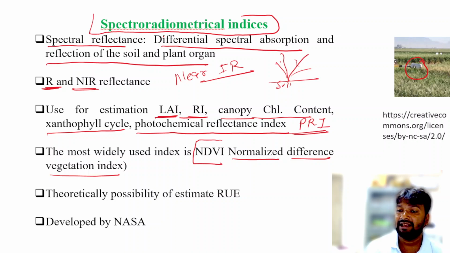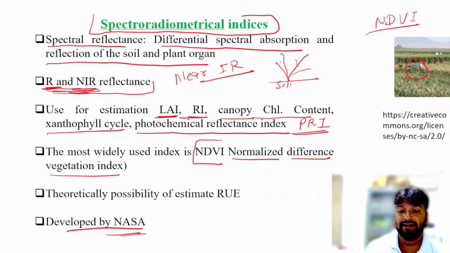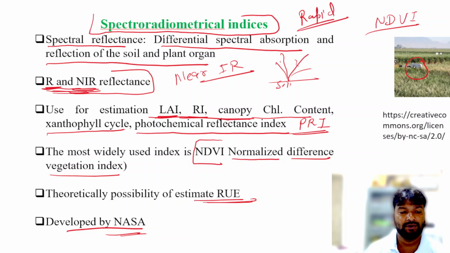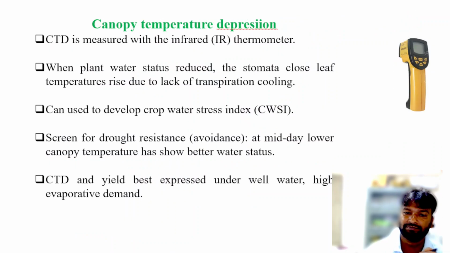So friends, this is an NDVI sensor which was developed by NASA, and it uses the red and near infrared reflectance, which can be used to estimate these traits, and also for resource use efficiency. So this instrument is used for rapid detection or screening of physiological traits.